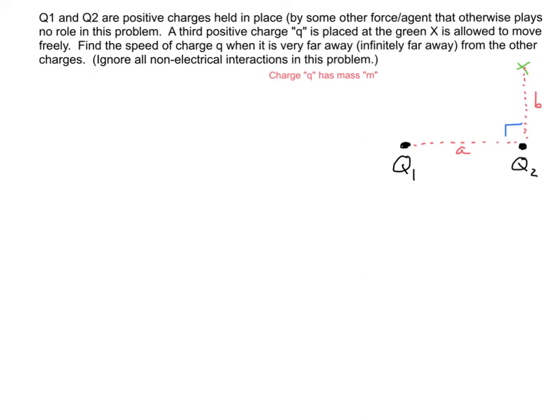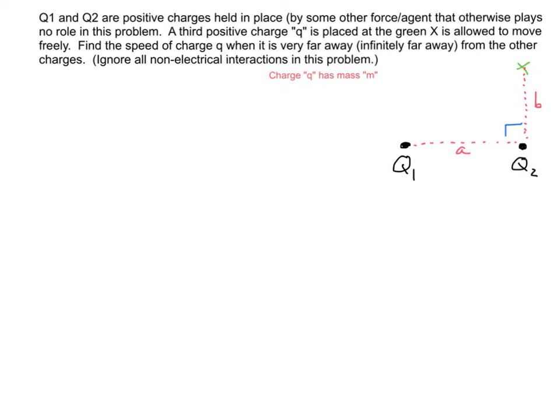Consider the following problem. Charges Q1 and Q2 are separated by some separation A. We're assuming that these two charges are both positive and that they're held in place by some other force or agent that otherwise does not impact this problem. We also have a green X, a distance B from Q2, and this B and A are perpendicular to each other.